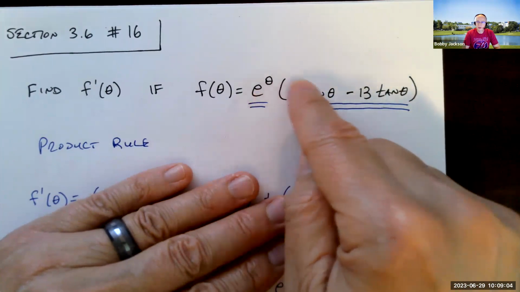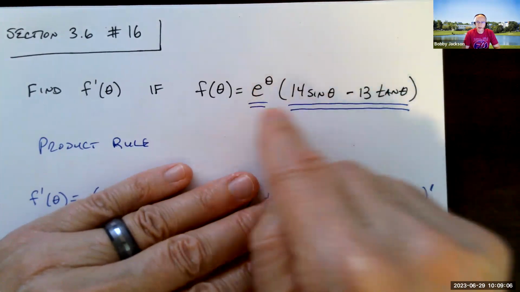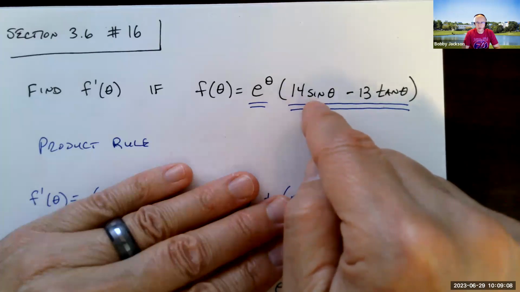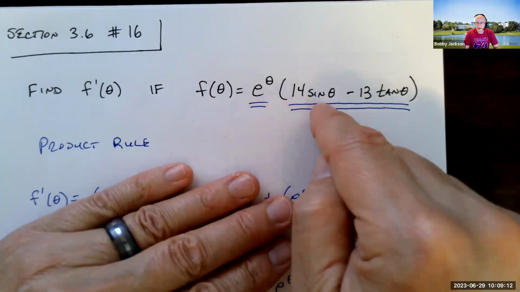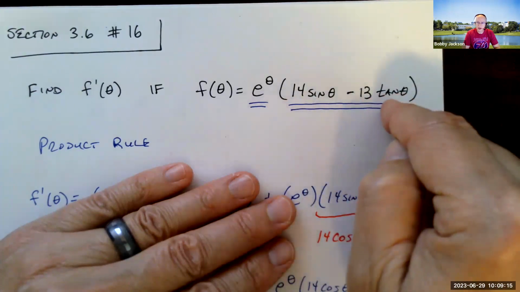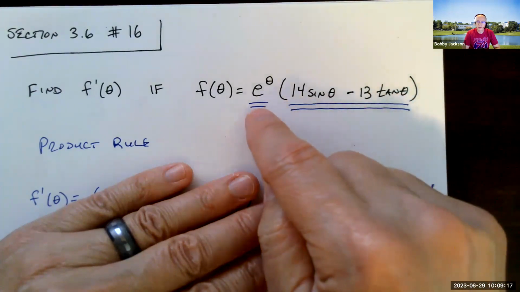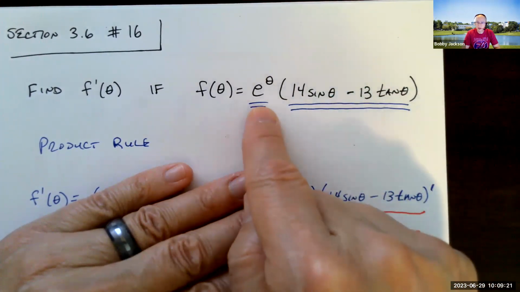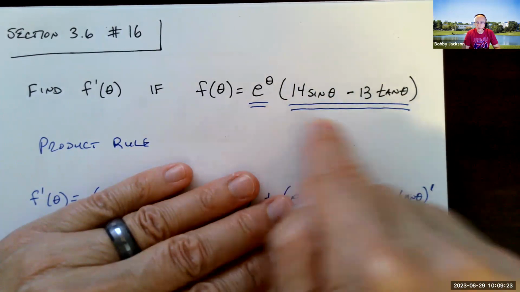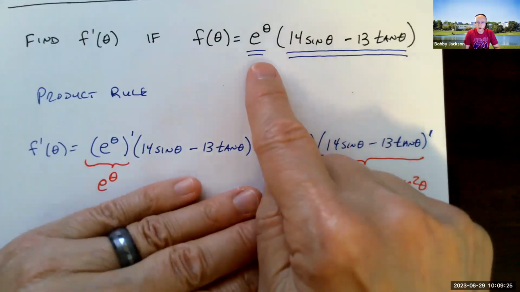You could distribute the e to the theta through and then take the derivative, but then you'd have basically two product rules to use separately, so to speak, because you'd have e to the theta sine theta here, e to the theta tangent theta. You could do it that way, but we're going to do both of those two product rules at once by simply treating this as our first function and everything in the parentheses as our second function. So remember how product rule works.